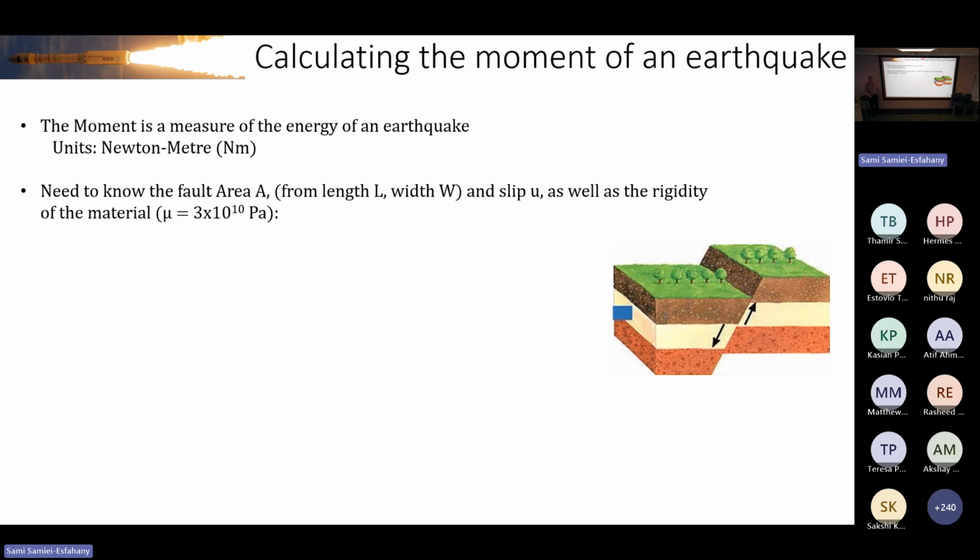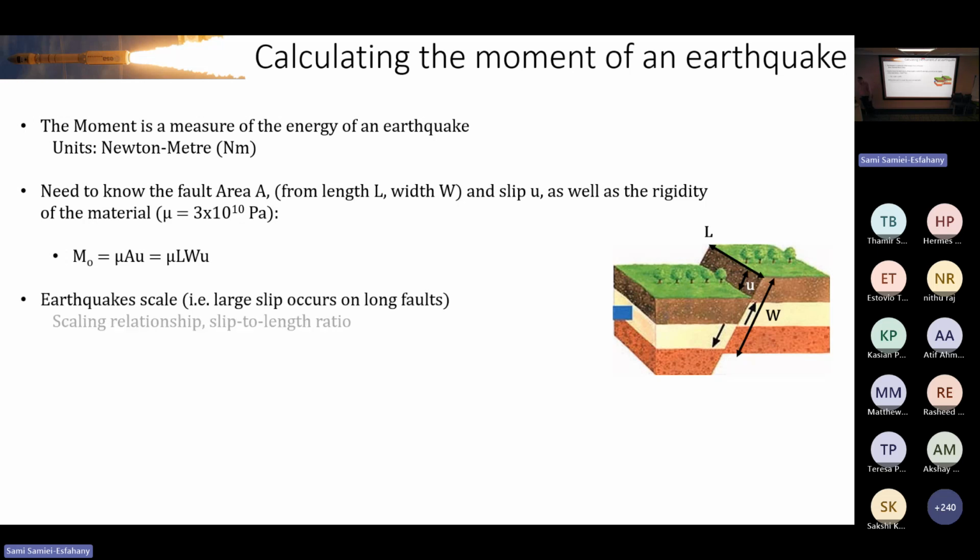If we just assume it's a rectangular fault, you can make it more complicated than that, but say it's a rectangle, dislocation is offset by U amount of meters. So we just want to be able to get those parameters to start with: the area of the fault plane, how much it's slipped, how rigid it is, and that gives you that moment, how much energy is released in it. So it's a force times distance kind of thing you would have done in physics.